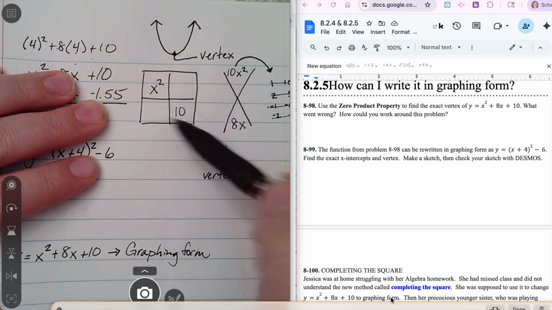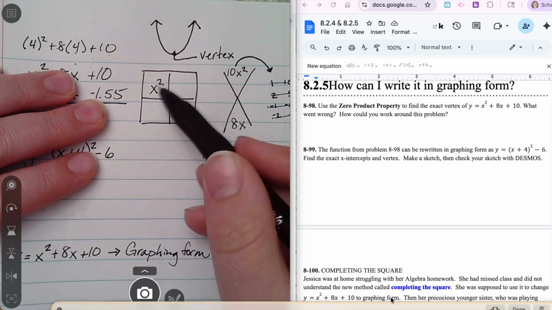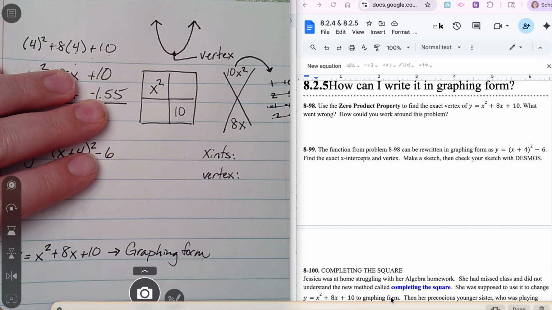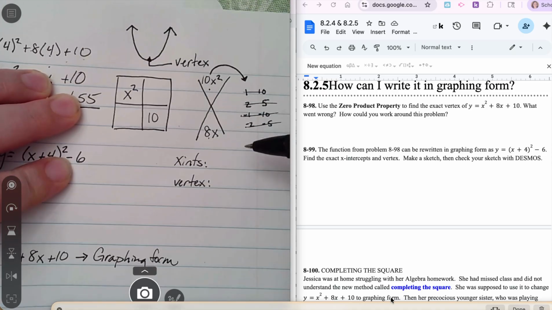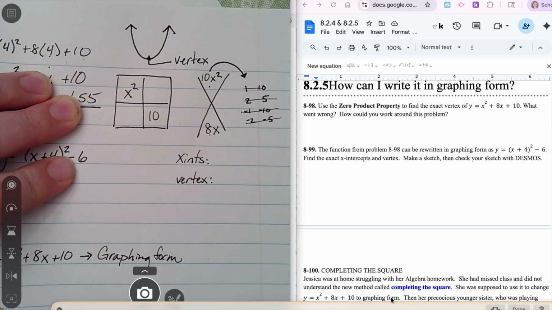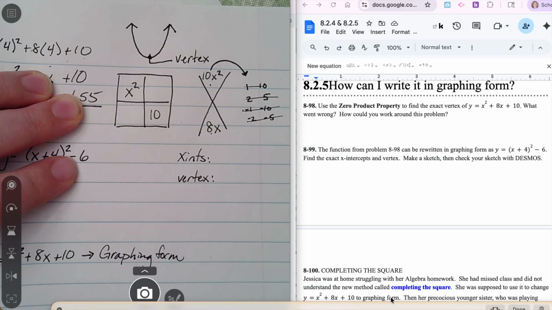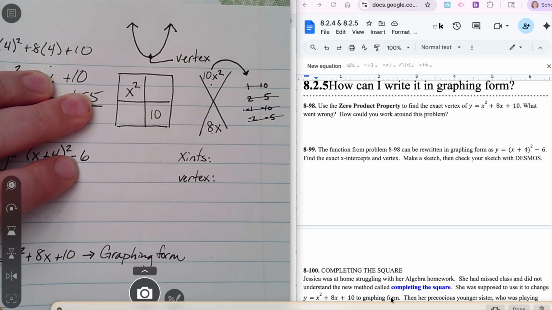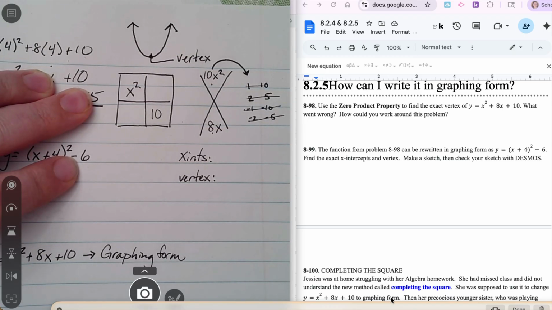So when I set up the problem for box and diamond, I always put these two numbers in their correct places, set up the diamond, and I'm looking for two numbers that multiply to make 10x squared and add to make 8x. So I made a list of my possibilities off to the side here, 1 and 10, 2 and 5, -1, -10, -2, -5. And what I noticed is that none of those pairs add to make 8. So what am I supposed to do with that? Well, that means that it doesn't factor.